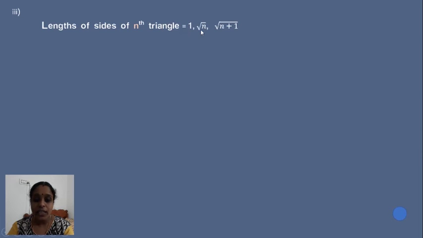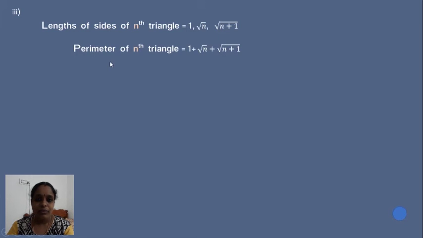First I write the lengths of sides of nth triangle. Here you can see if it is 10th triangle, the lengths of sides are 1, root 10, root 10 plus 1, that is root 11. Like that we can say if it is nth triangle, the lengths of sides are 1, root n, root n plus 1. So what is the perimeter of this nth triangle? The perimeter is the sum of the sides, that is 1 plus root n plus root n plus 1.